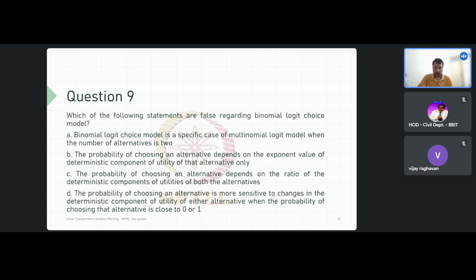Finally, we have D: probability of choosing an alternative is more sensitive to changes in the deterministic component of utility of either alternative when the probability of choosing that alternative is close to 0 or 1. So you can read the question and let me know the answer.